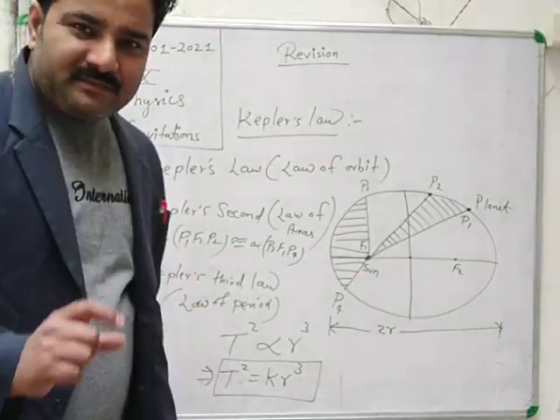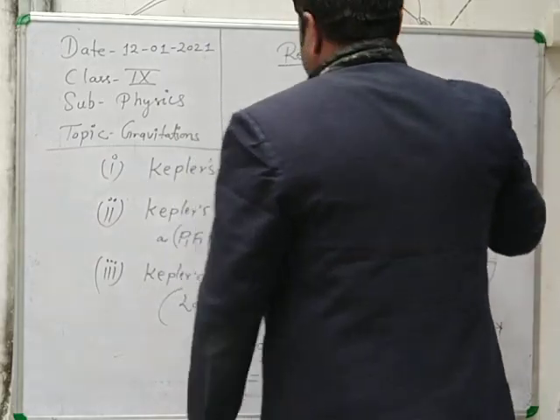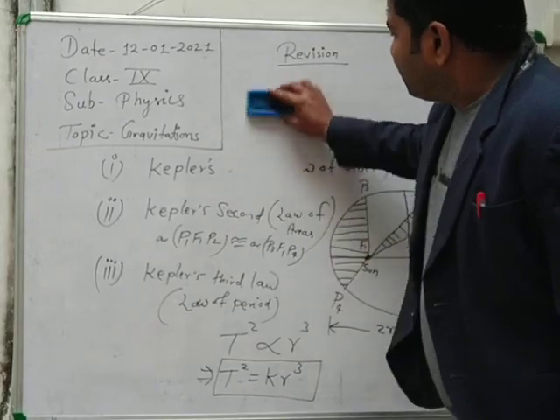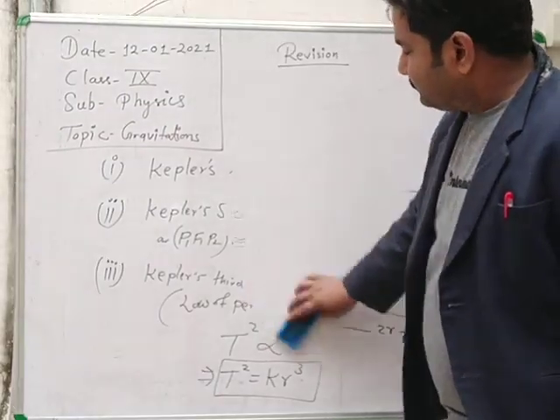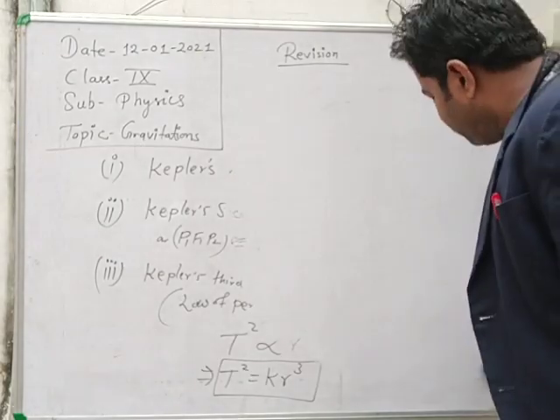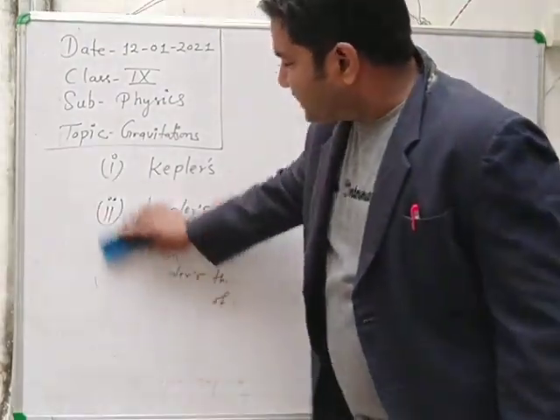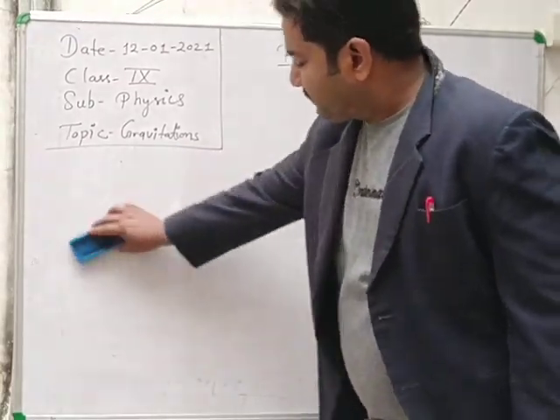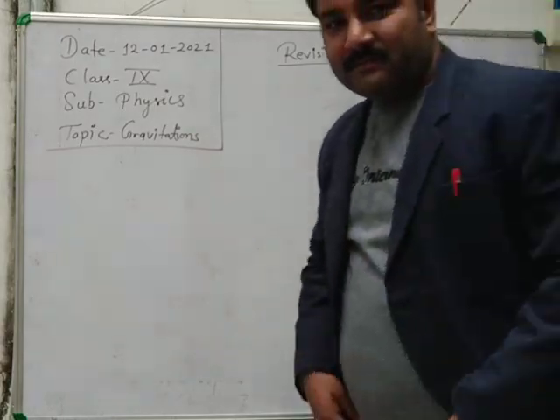Then after Kepler's first, second and third, the next concept is what? Gravitation. Newton's law of gravitation. Just see this. Note down all. Newton's law of gravitation is based on any two bodies in the whole universe, having different masses and separated by a finite distance. Then how does the force of attraction work?